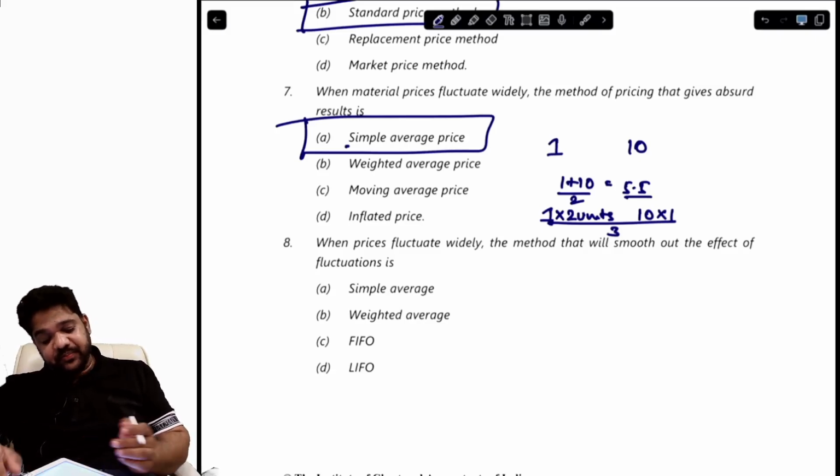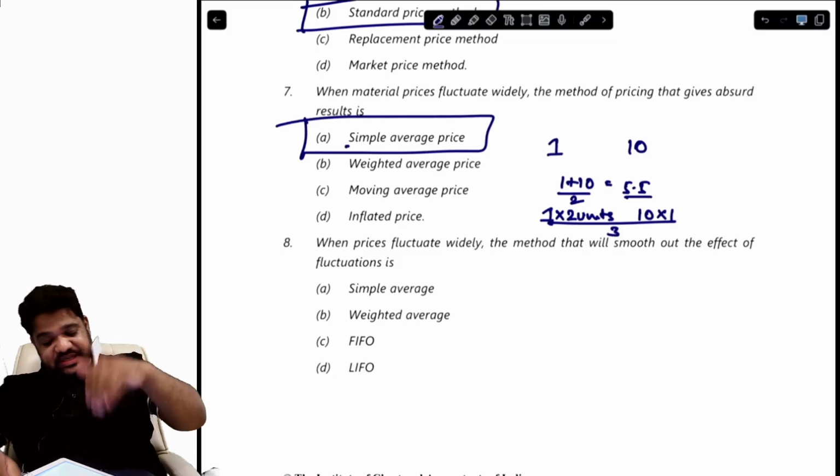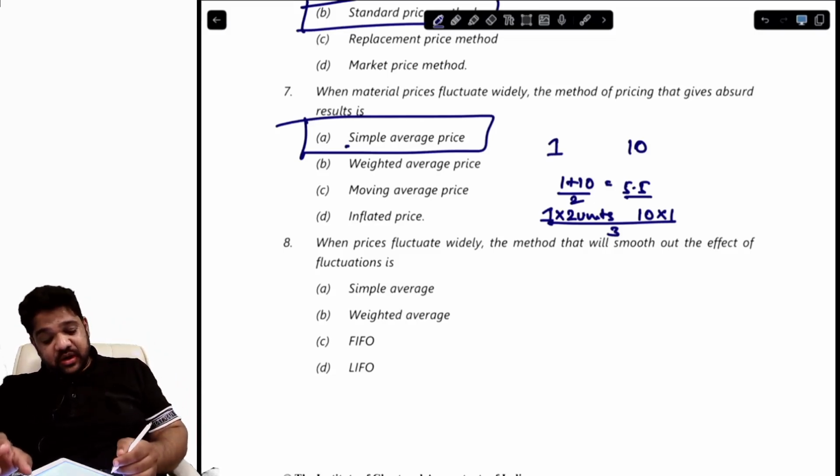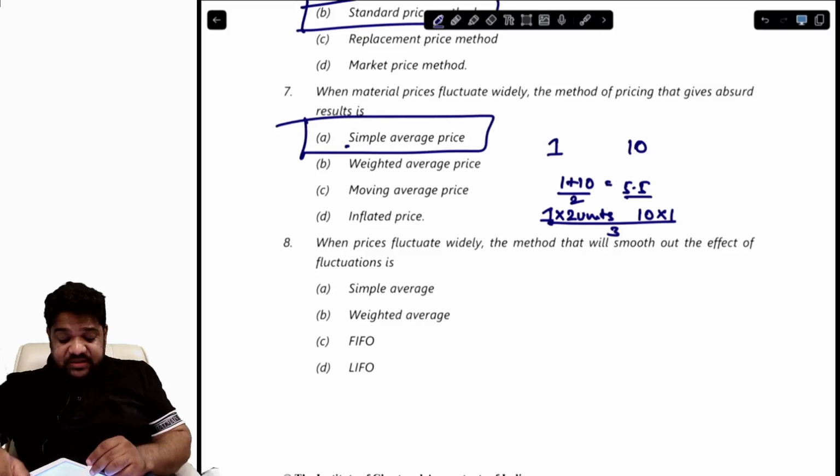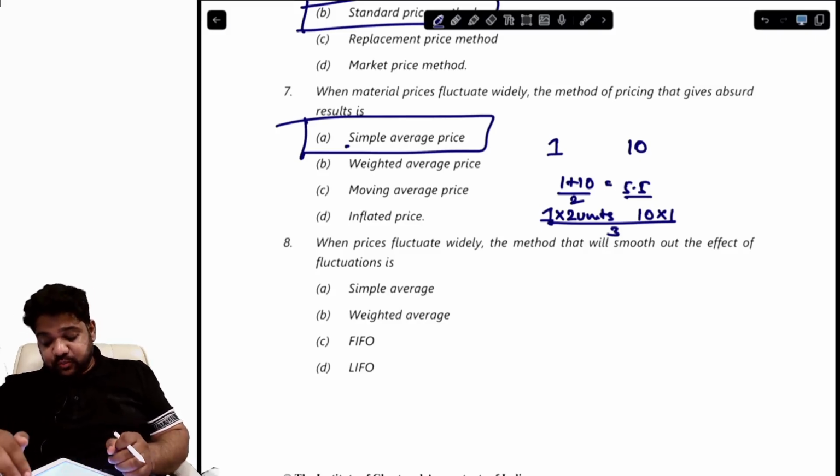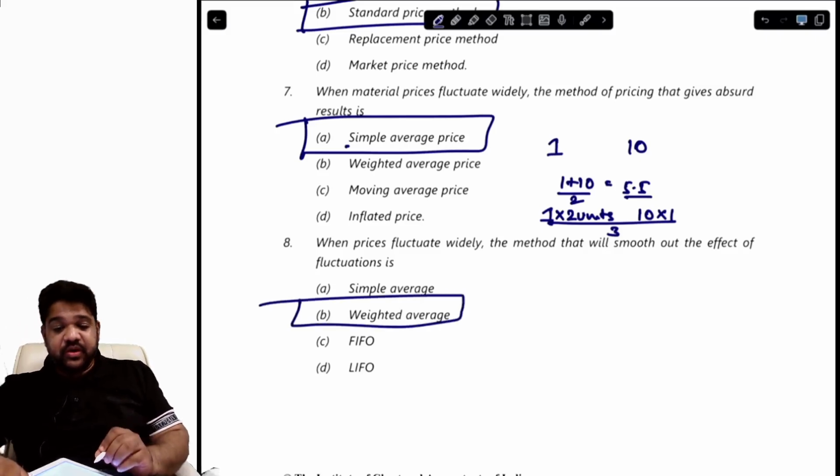Are we understanding? And which is actually the next one. It says, when prices fluctuate widely, the method that will smooth out the effect of fluctuation is weighted average. Okay.